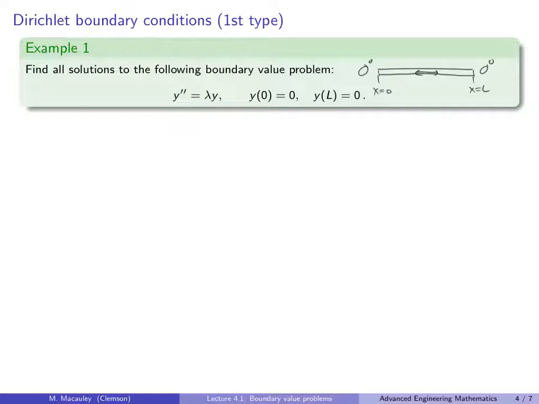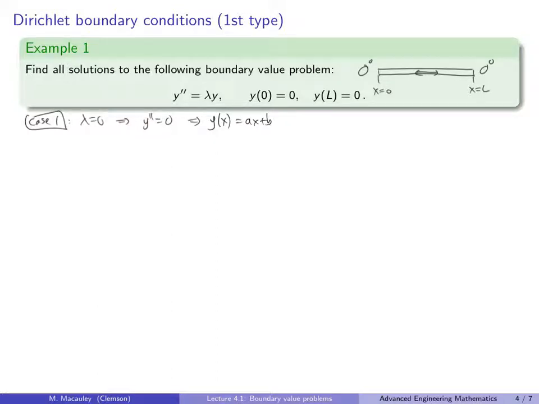Okay, so we need to do 3 cases. Lambda could be 0, or positive, or negative. So do the case where it's 0 first. That's the simplest. So suppose lambda is equal to 0. Then we have y double prime equals 0, and that's a simple ODE, not really even an ODE. We can just integrate it twice. What function has the property that its second derivative is equal to 0? Well, linear functions. y of x equals ax plus b.